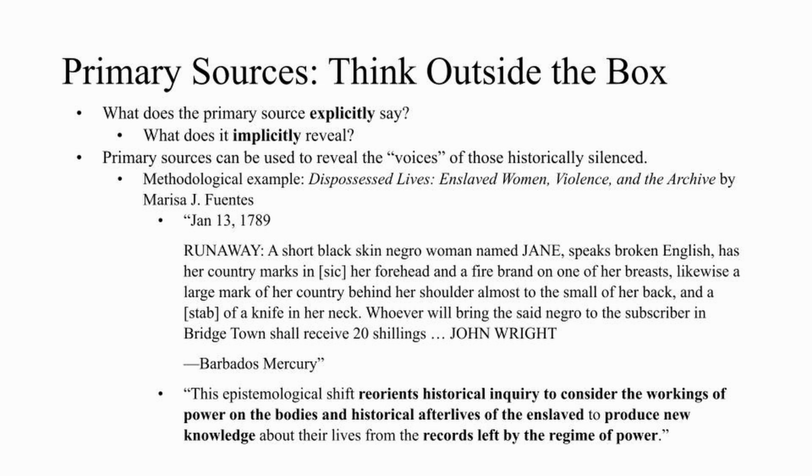But instead of just talking about John Wright, the person that put in the ad, or the fact that she ran away, Marisa Fuentes actually uses this advert and the fact that it was from Bridgetown. She also takes maps from Bridgetown and reconstructs what the city might have looked like for a runaway woman in this time period, when all they know are the marks on her body. And that's all that was documented aside from her name. So these are very interesting ways that you can stitch together primary sources. If you want to do something new and exciting, feel free and go for it.